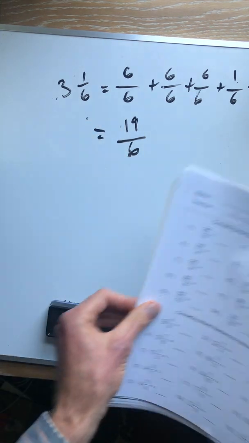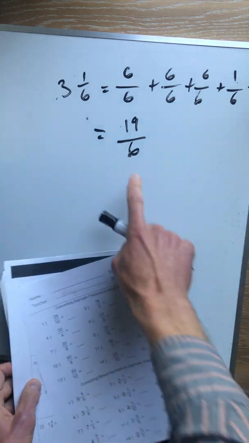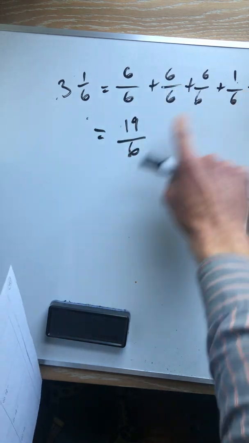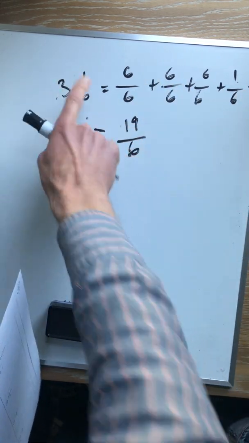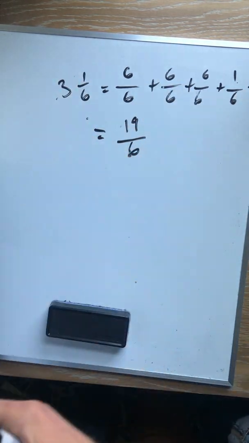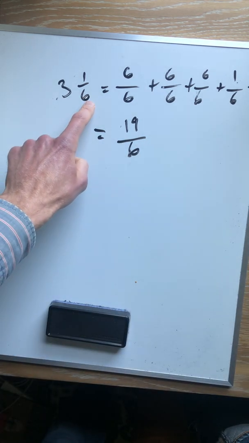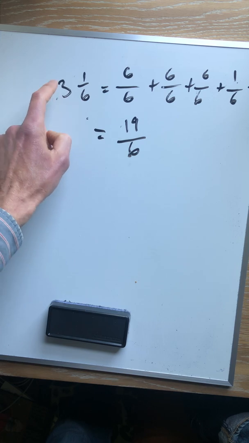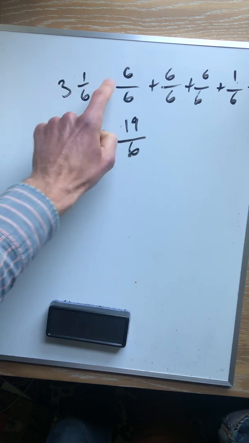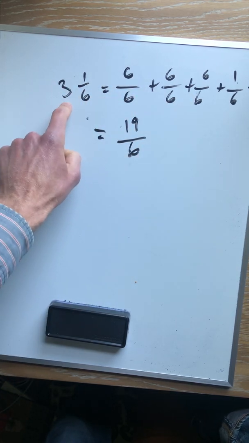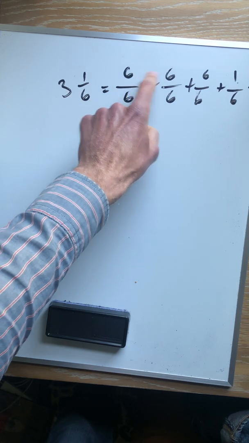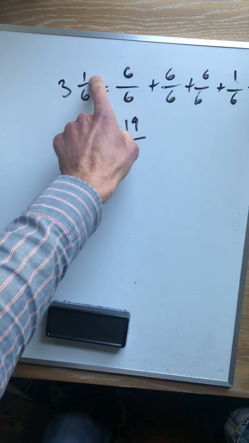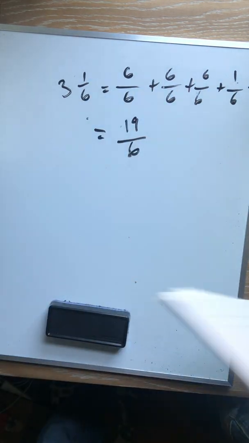So they're both good ways to do it. That second way is faster, but you need to understand what you're talking about too. If you just learn this way only, it's like a magic trick that works. But once you start thinking about it, you realize that makes sense, because 6 times 3 is 18. I know it works because I have 6/6 for each of those wholes, 6 plus 6 plus 6. And then I add that 1/6 at the very end and I get 19/6.